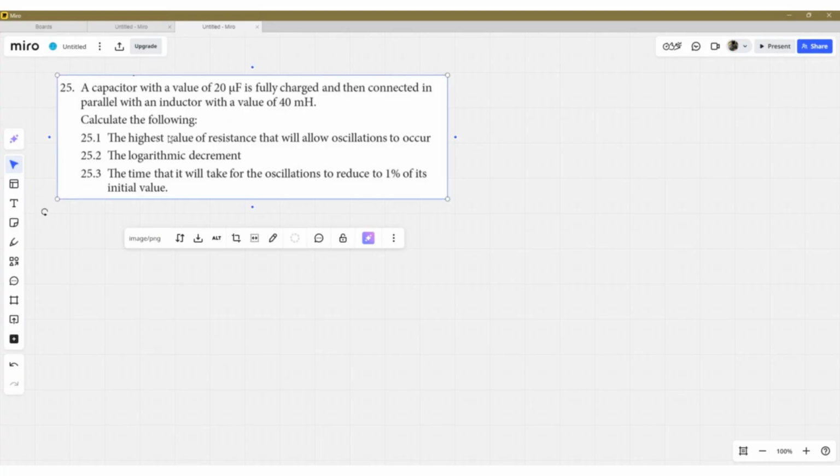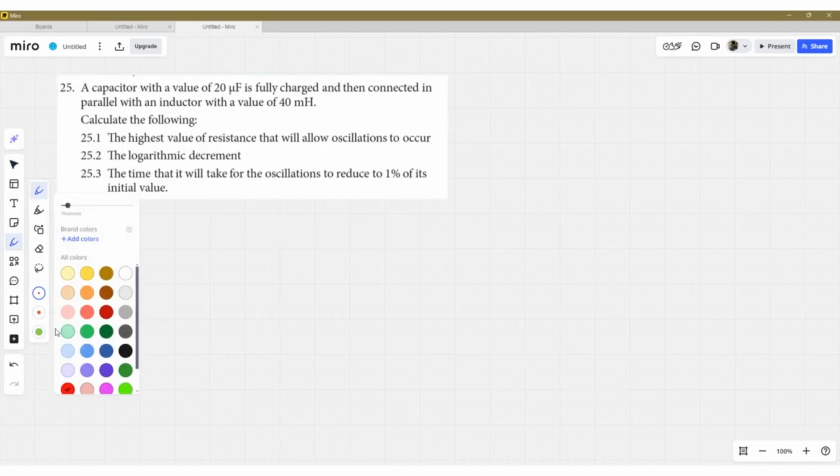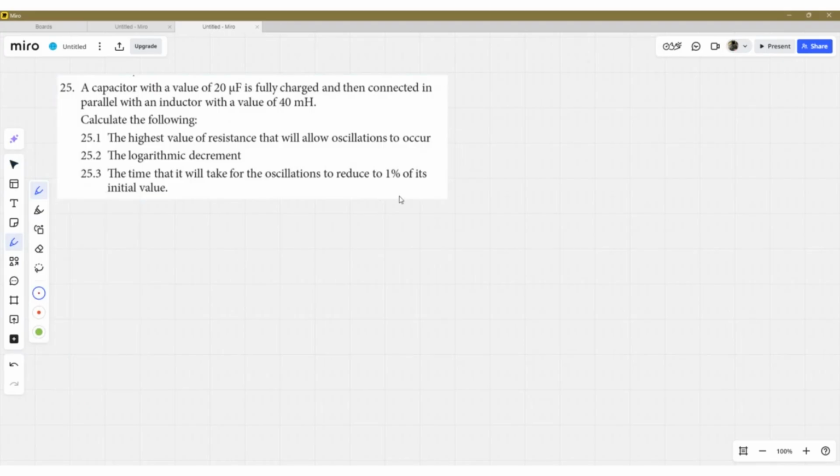The first thing that we need to calculate is the highest value of resistance that will allow oscillations to occur. So we basically need to get a resistor size where the circuit is just not critically damped, like barely not critically damped. So it's just slightly underdamped. Okay, so what we need to do is we can use our natural frequency formula. That's actually one of the formulas that we will have to use here.